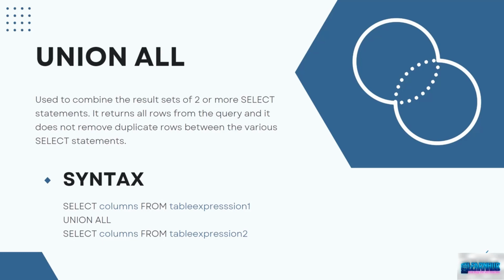Union all is used to combine the result sets of 2 or more select statements. It returns all rows from the query, and it does not remove duplicate rows between the various select statements. Union all has better performance compared to the union operator because resources are not used in filtering duplicates and sorting the results. Its syntax is: SELECT columns FROM table_expression_1, next line, UNION ALL, next line, SELECT columns FROM table_expression_2.